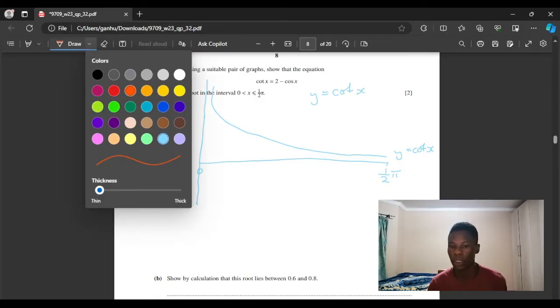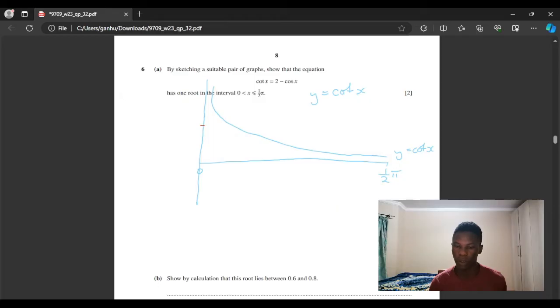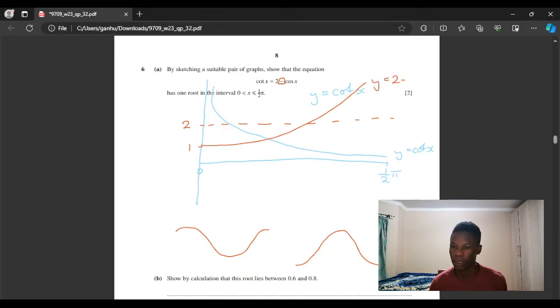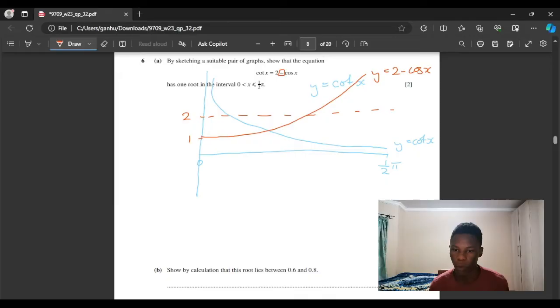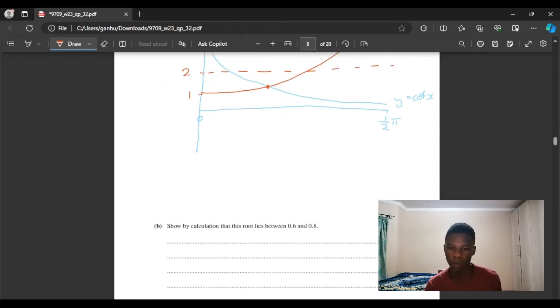And now let's draw the graph of y equals 2 minus cos x. So let's put 2 somewhere there. Let's draw a dotted line. And so this would start at 1. Notice that this minus sign means that we are actually going to reflect our graph for cos. So instead of the normal shape like this, we've got the exact opposite, but we're only taking from 0 to 90, so it would actually look like this, and this would be y is equal to 2 minus cos x. Okay, and you can tell that we have one root in the interval x is between 0 and half pi. Let's move on to part B.